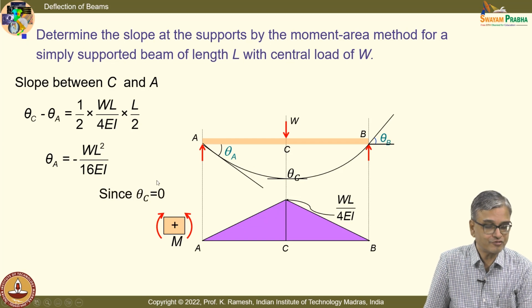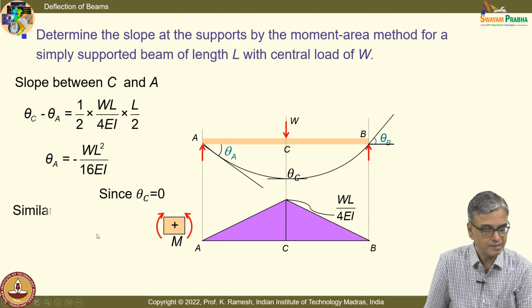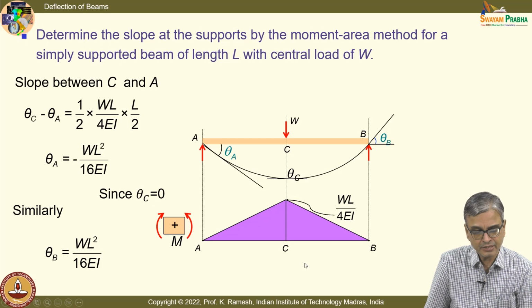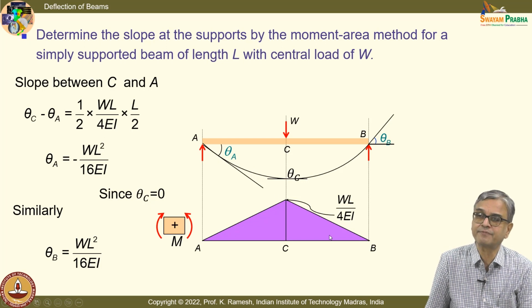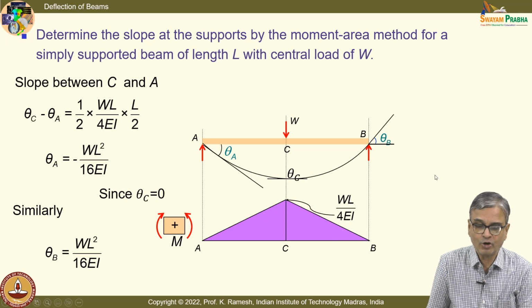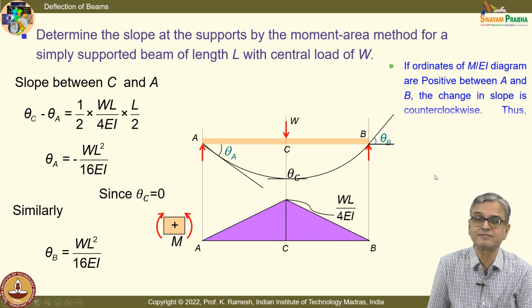Since theta C is equal to 0, I get this, no problem. Similarly, I can also find out theta B, WL squared by 16EI. I put this as a positive sign. See, if you look at this bending moment diagram, which is scaled by EI, this is completely positive with the sign convention that we have used. Okay. And what is the sign convention which we have said?